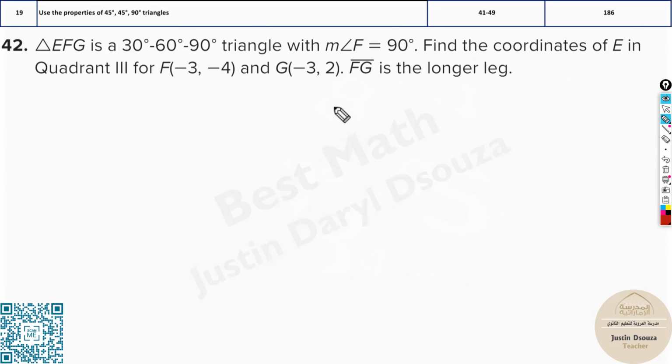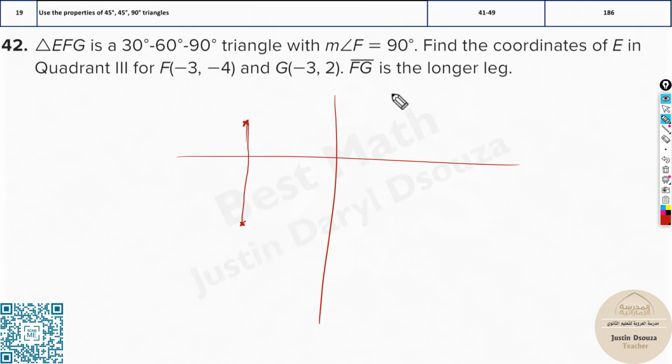They have told the quadrant 3 this time. We have to focus on quadrant 3, but only for the point E, but we can plot the other points. What is F? (-3, -4), somewhere over here. G is (-3, 2). Okay, this is -4. So let me take it over here too. Now we need one more point, E, which is somewhere in quadrant 3.